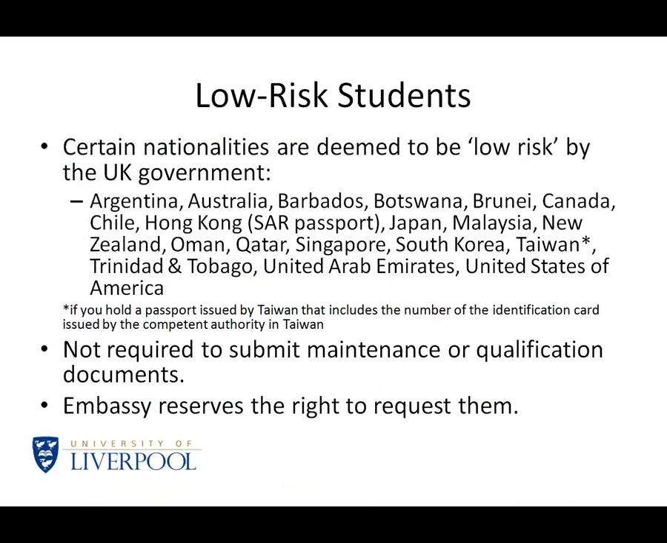There's a category of what the Home Office refer to as low-risk students. So basically, certain nationalities the Home Office have deemed to be low risk. So this is certainly not something set by the university. The UK government have given the following list of nationalities, and basically if you're from one of these nations then you don't need to give as much evidence, which I'll come on to in a second. So Argentina, Australia, Barbados, Botswana, Brunei, Canada, Chile, etc, etc. I'll let you read through the whole list there.